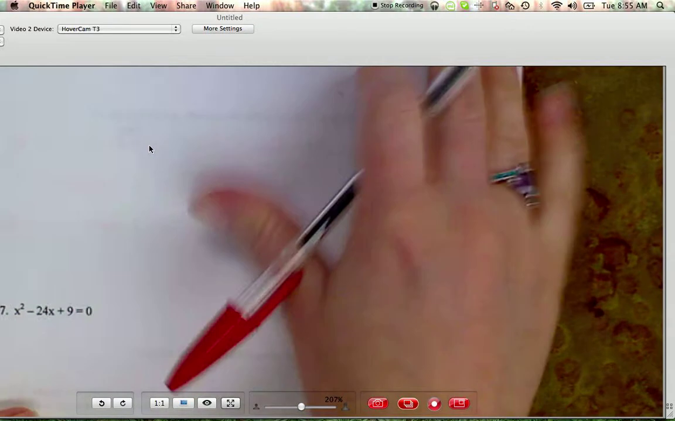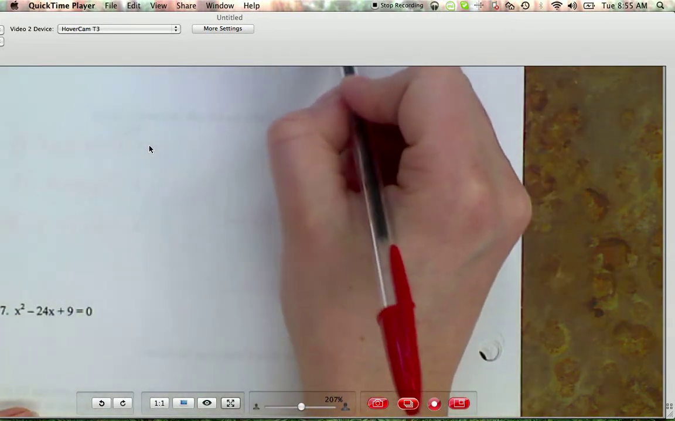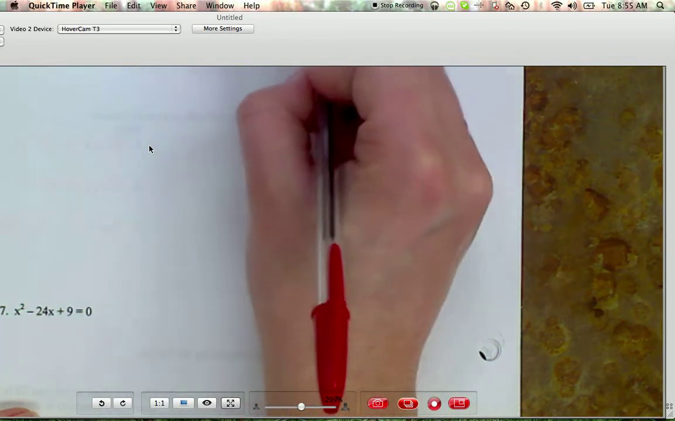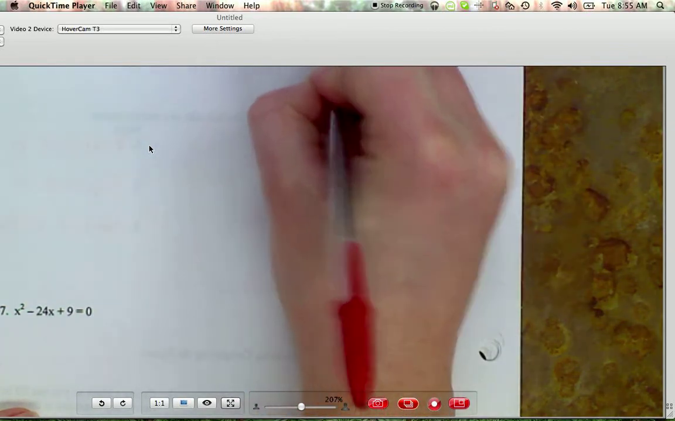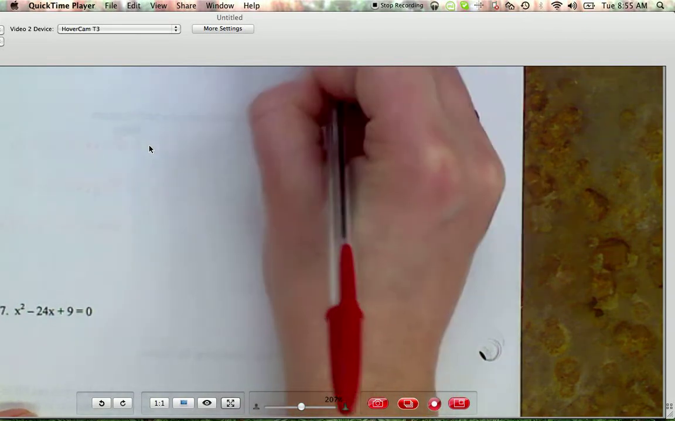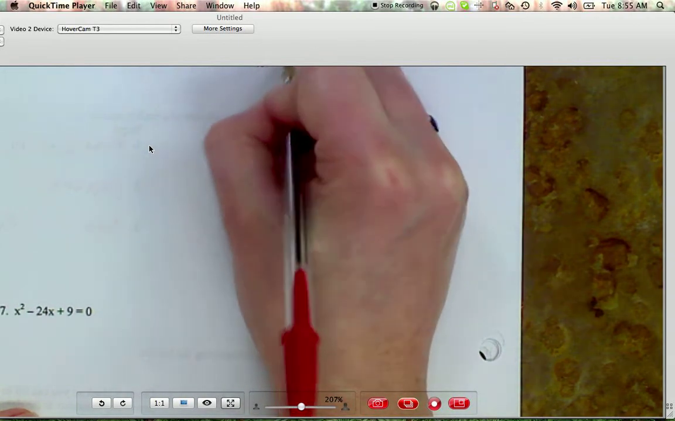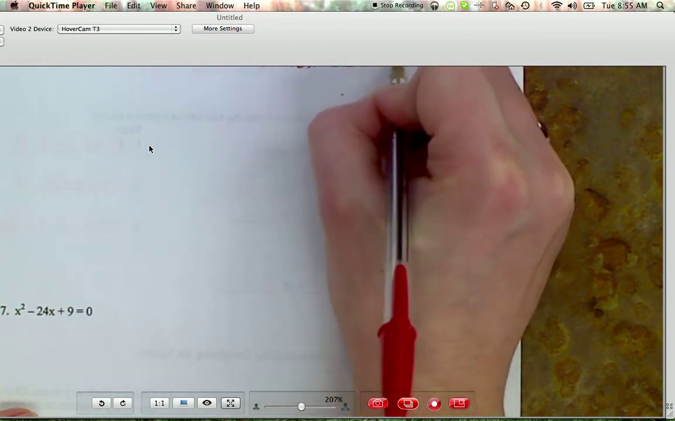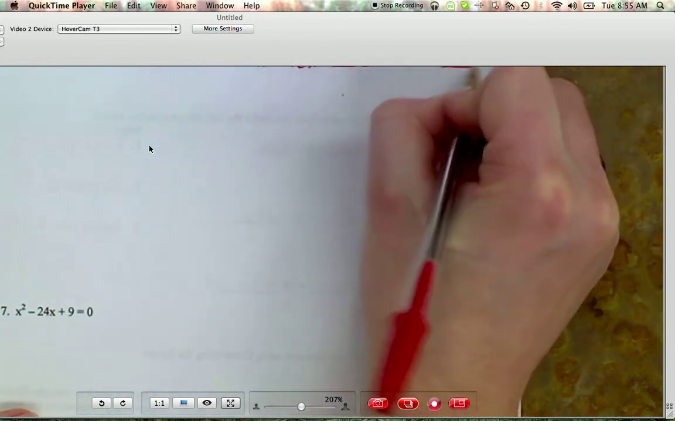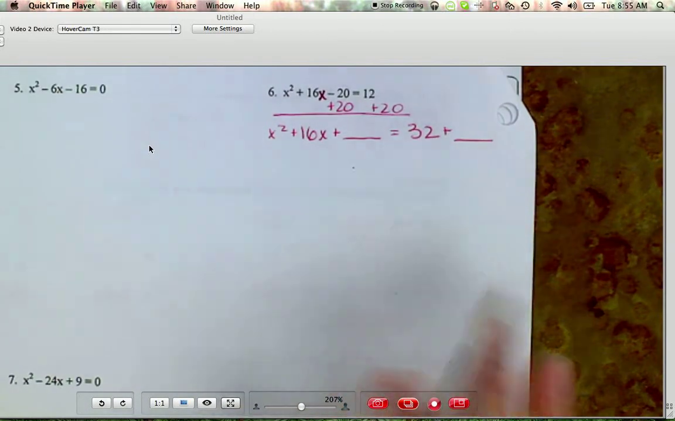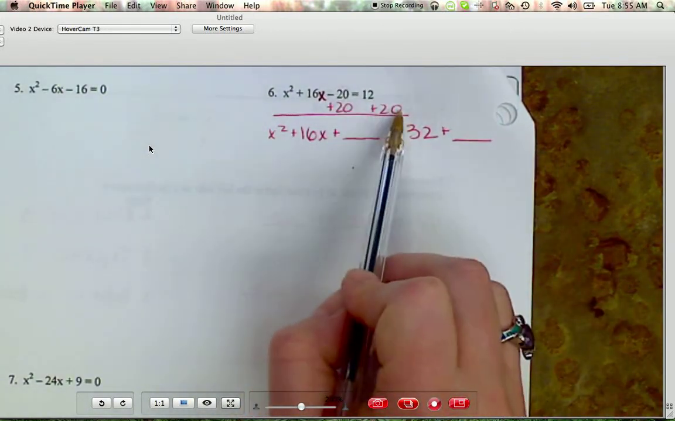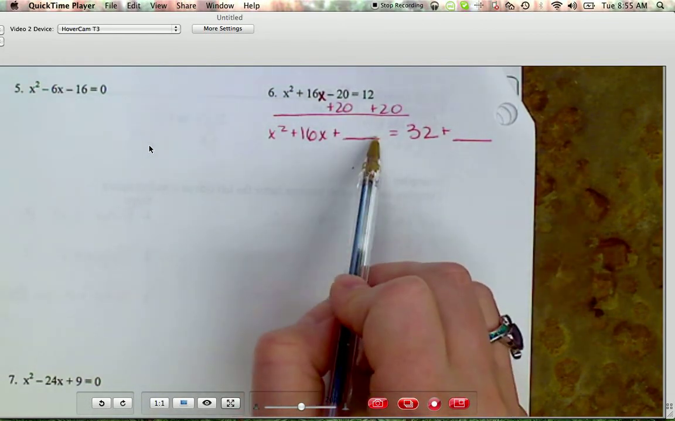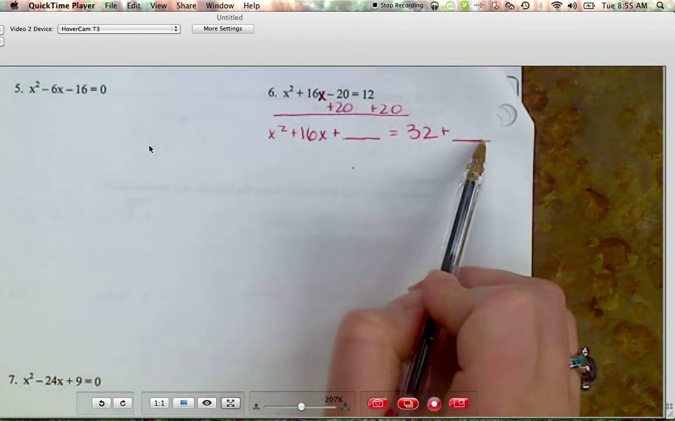So in number 6, again, we've got this c, there's a number there. We've got to get rid of that. So we move the negative 20 over by adding 20 so that we can create that blank in the c spot. X squared plus 16x plus blank equals 12 plus 20, which is 32, plus blank. I'm sorry. All right, so we added 20 to both sides, then created the blank. 12 plus 20 is 32. Create the blank on this side.